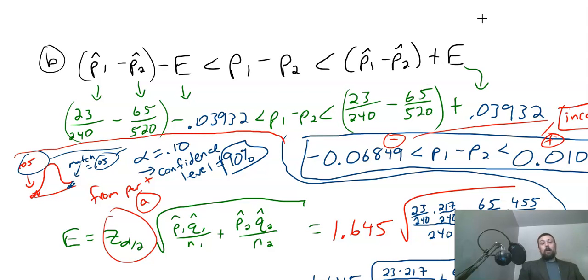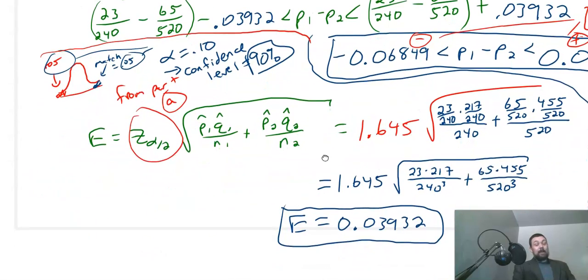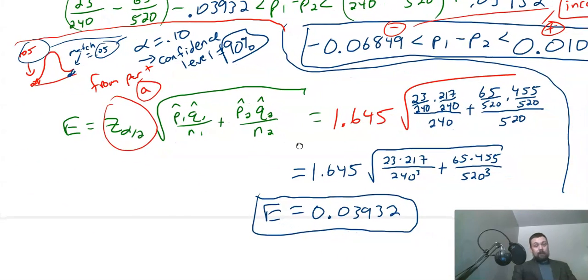And then, same thing for the upper estimate, P1 hat minus P2 hat, plus the margin of error, which again we didn't initially know. So I left that blank. Then I went to calculate the margin of error. I have not yet decided what the confidence level should be. I'm just going to go to my margin of error calculation.